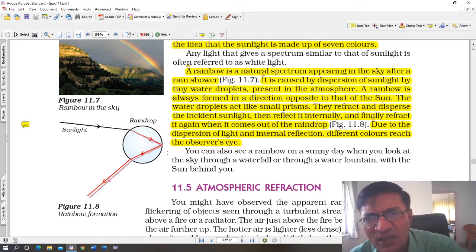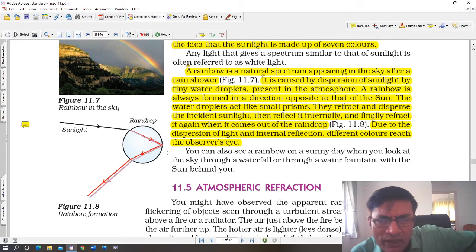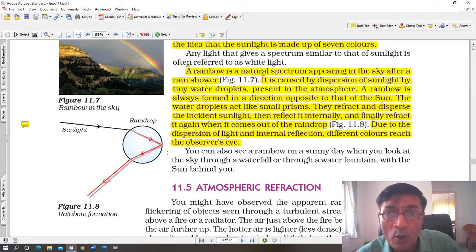Now some people often ask, why is the rainbow not in a straight line? Why is the rainbow bent? You will always see it is bent in the shape of a bow. That is why it's called a rainbow: rain because it happens generally after the rain, and bow because it is the shape of a bow and arrow.